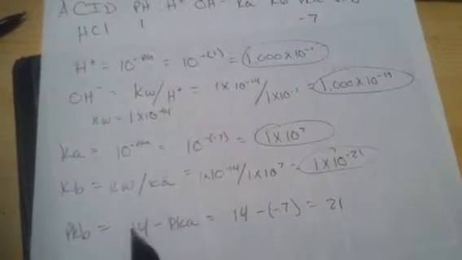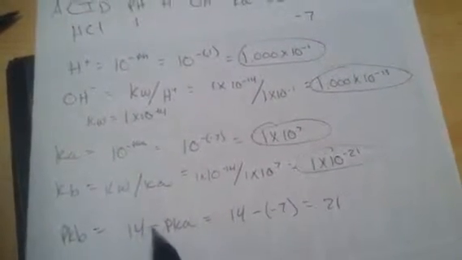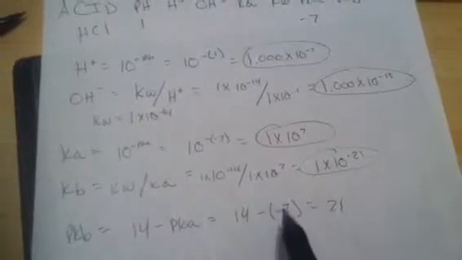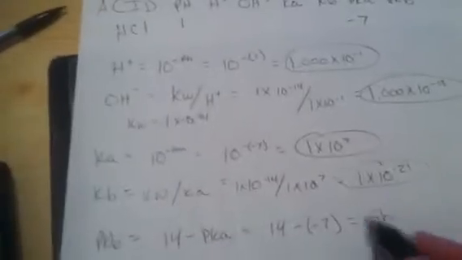The last one we need to find is pKb, and all that is through a little algebraic rearranging of the equation. We're going to take 14 minus pKa. That gives us 14 plus 7 because of the two negatives here. That's going to give us 21.